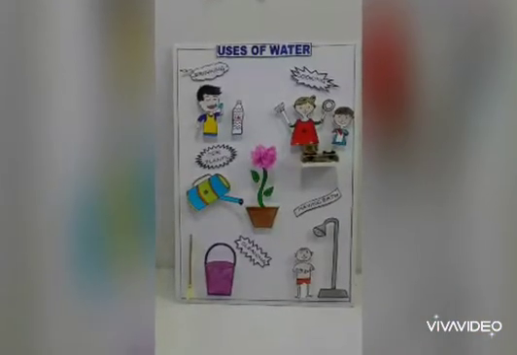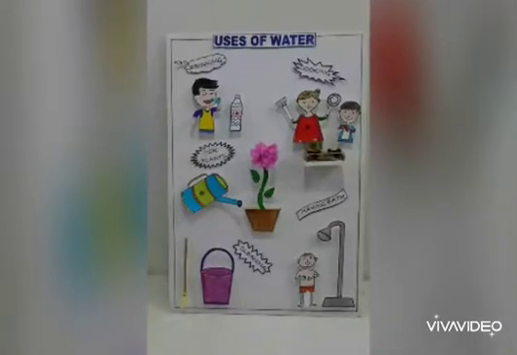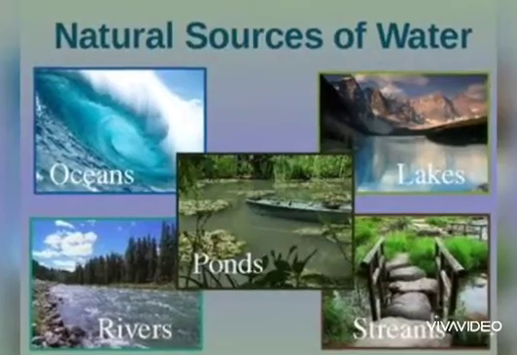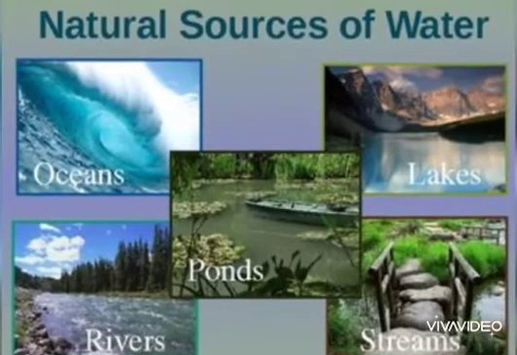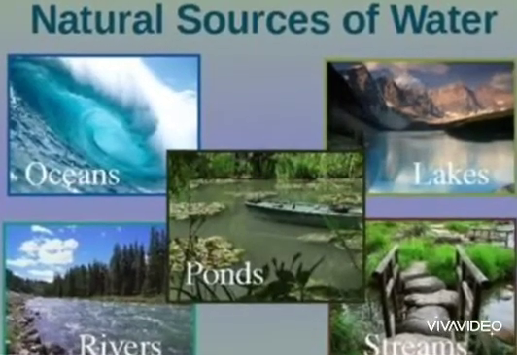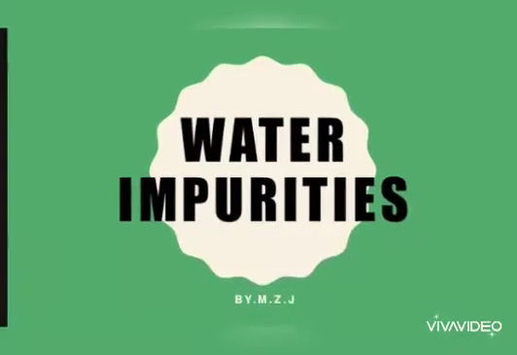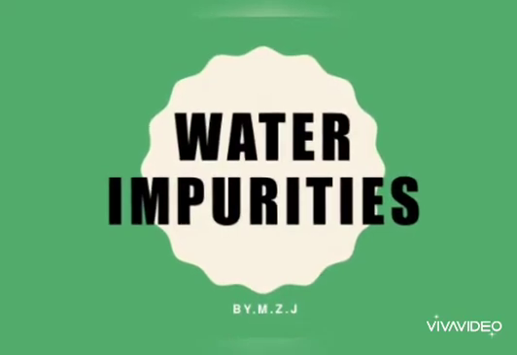And there are many sources of water around us which we generally call natural sources. And these natural sources are rivers, ponds, lakes, oceans, streams, etc. But dear children, this water available on the earth is not fit for use. We cannot readily use it since it has many impurities in it.